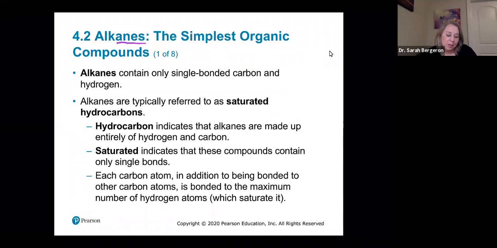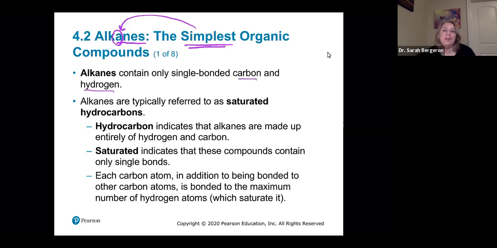And I like to remember this because A is the beginning of the alphabet. So alkane, we're going to find out alkenes, alkynes. We're going to talk about some other ones. But the simplest, right, starts at the beginning of the alphabet. And so we have alkanes as our simplest organic compound. So alkanes, only carbon and hydrogen, nothing else.